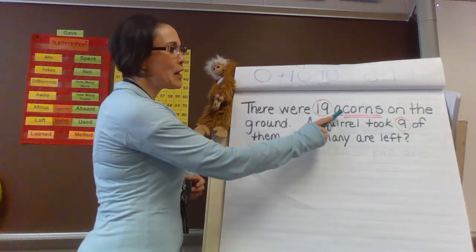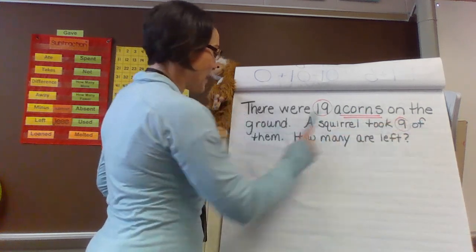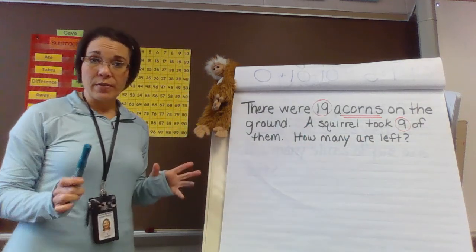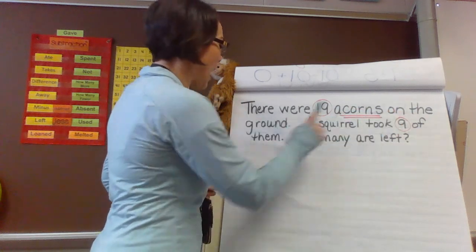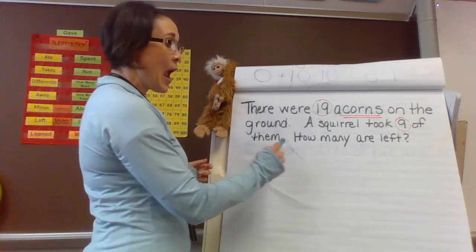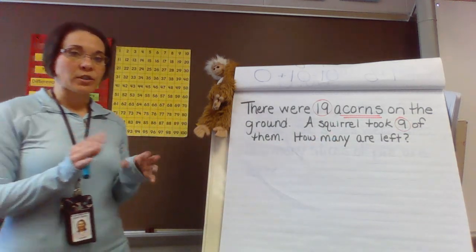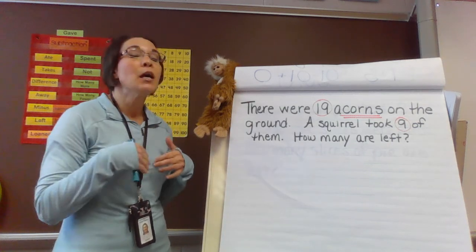There were 19 acorns on the ground. A squirrel took 9 of them. How many are left? So let me read that one more time. There were 19 acorns on the ground. A squirrel took 9 of them. How many are left?